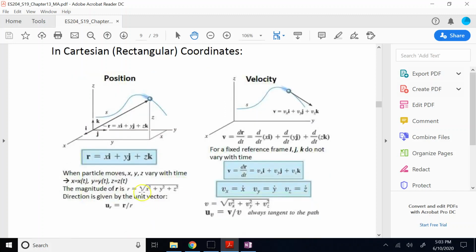Now, the distance of the particle from origin is clearly the magnitude of r, which is the square root of x squared plus y squared plus z squared. Now, the important parts are calculating velocity and acceleration. So to calculate velocity, what we need is to calculate the time derivative of position vector r, right?